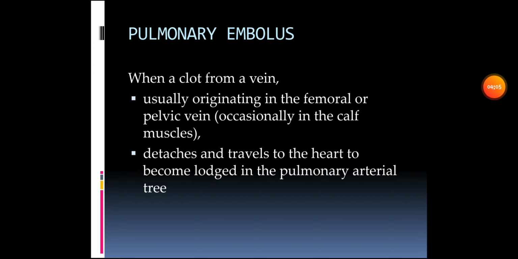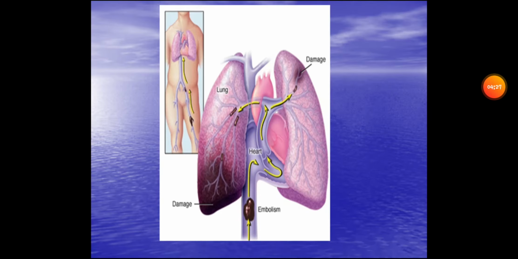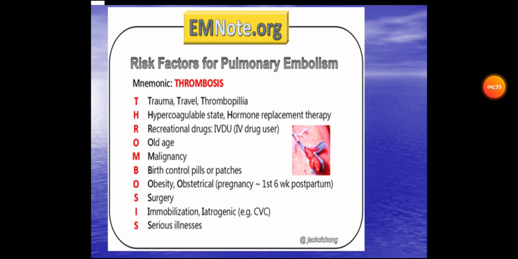Pulmonary embolus. As we talked about, one of the complications of deep vein thrombosis is pulmonary embolism. A clot forms in a vein, usually originating in the femoral or pelvic vein, occasionally in the calf muscles. It detaches and travels to the heart to become lodged in the pulmonary arterial tree. As we have talked about, from a deep vein it goes up and lodges in the pulmonary circulation.